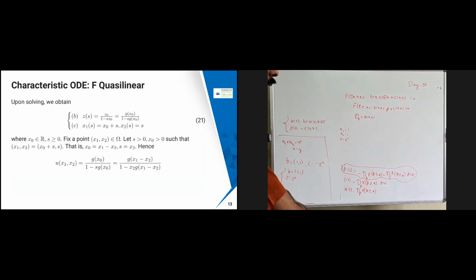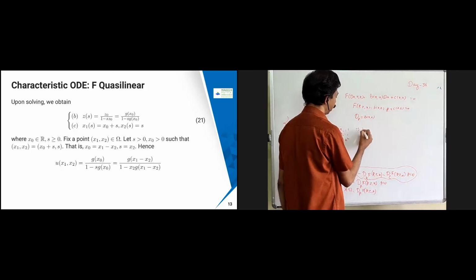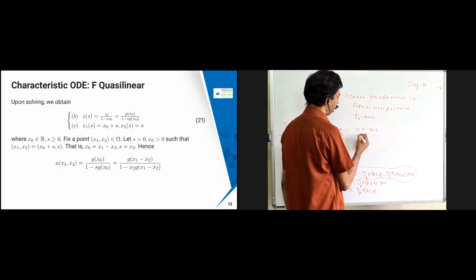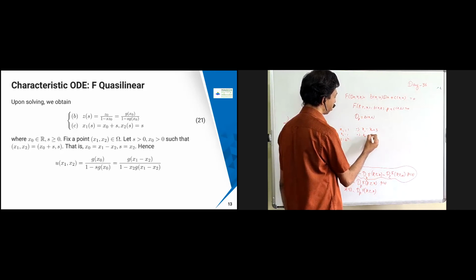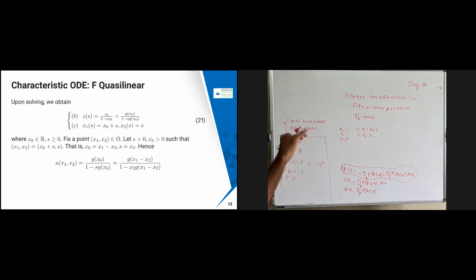I'm going to put x2 equal to s and x1 of s equal to x naught of s. Okay, because I have 2 things coming. So one I'm going to take as 0 because x2 is greater than or equal to 0. So the initial condition is x naught is 0. You are taking x2 on the line, so that is going to be 0. So x1 is going to become x naught plus s, and x2 is going to become just s, because of the initial condition, because it is on the curve.